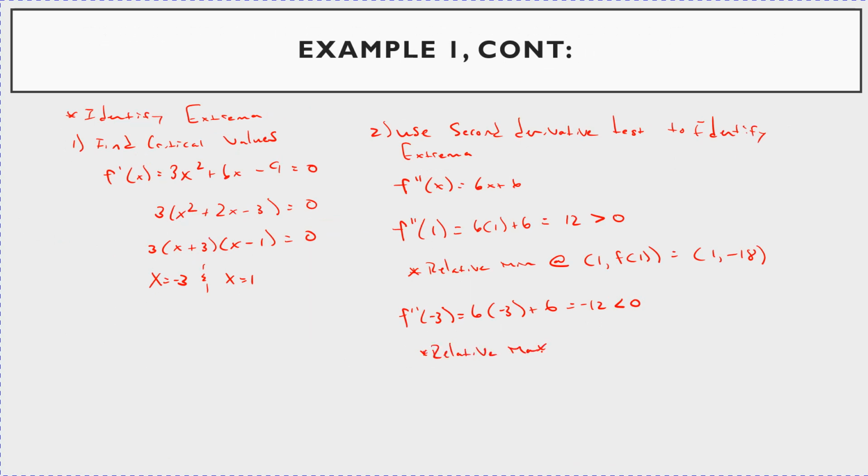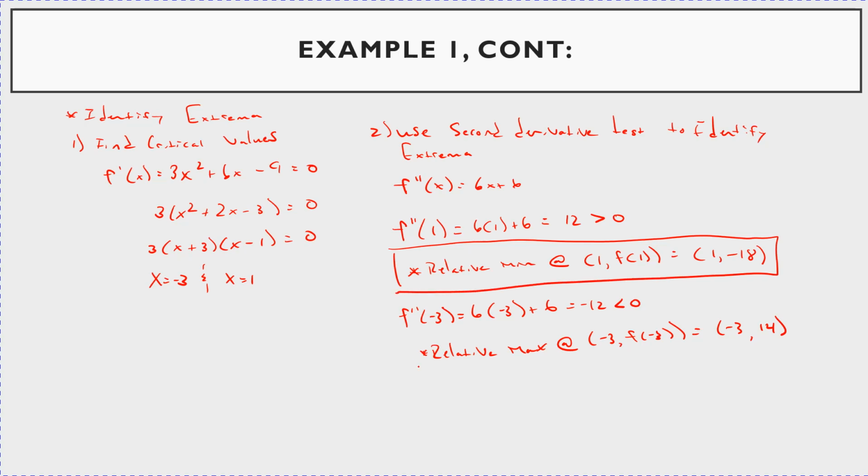So we have a relative max at this point, negative 3 comma f of negative 3. And just to save a little time, when you plug negative 3 into the original function, you get the value 14. So we've got it. We've got the relative min of the function, and we've got the relative max of the function.